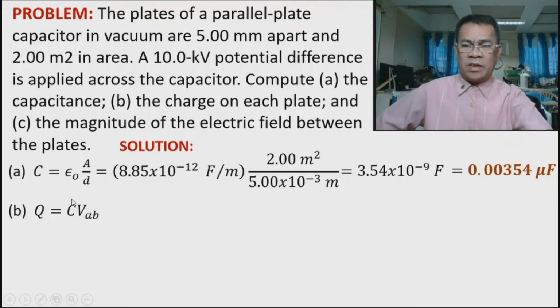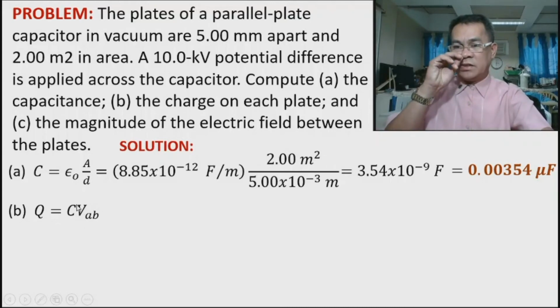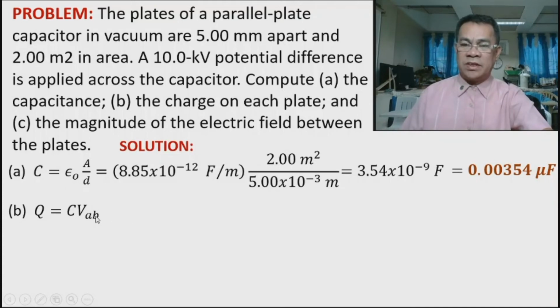Then letter B, you are asked to solve for the charge. Since we already have the capacitance, we can use the general definition of the capacitor, Q over the potential difference. Solving for Q, it is the capacitance times the potential difference.